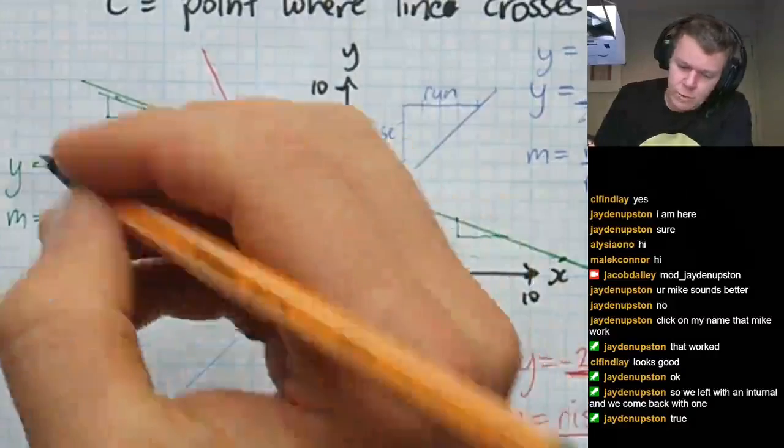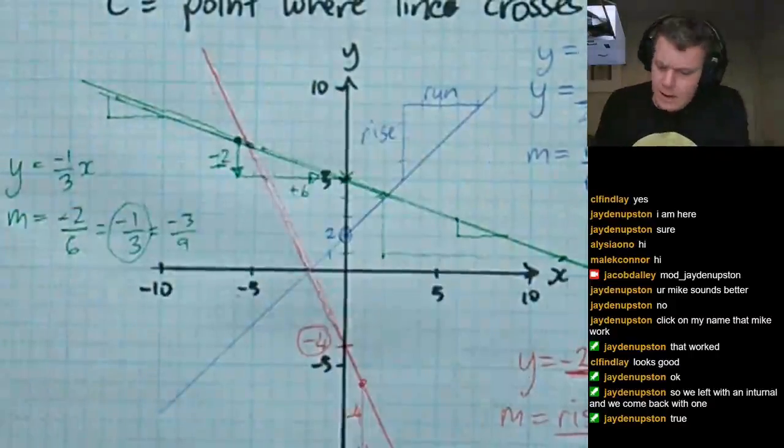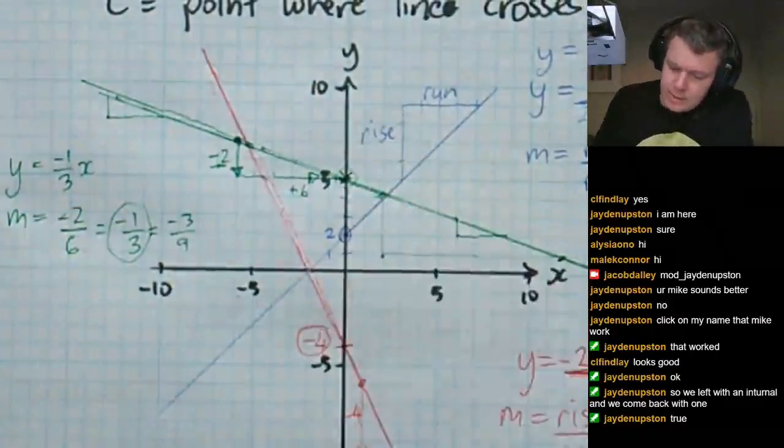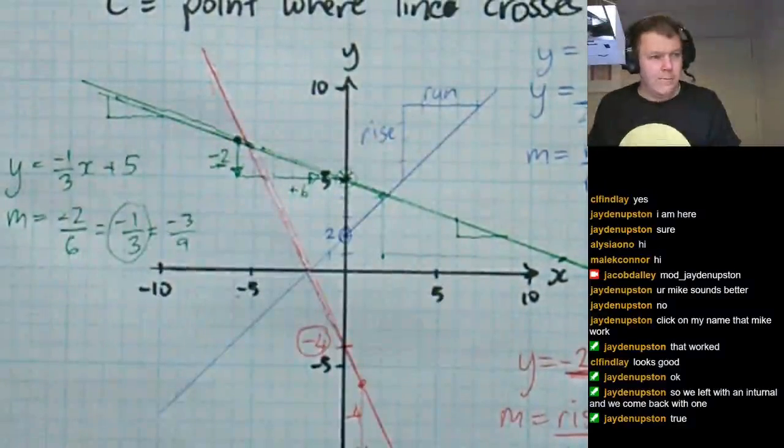This is the most simplified equivalent fraction, so we'll use that: -1/3 x, and our intercept is at +5, so we've got +5.